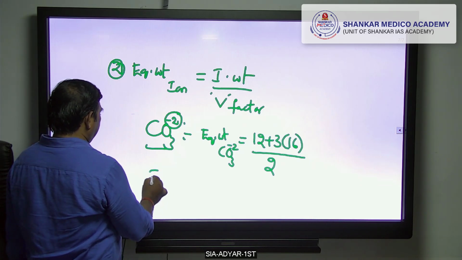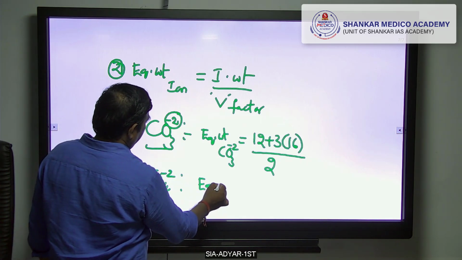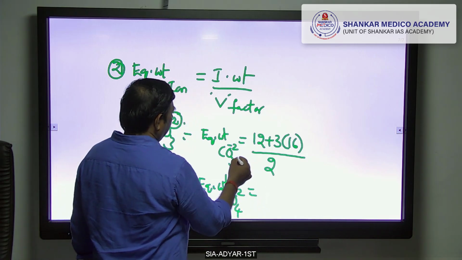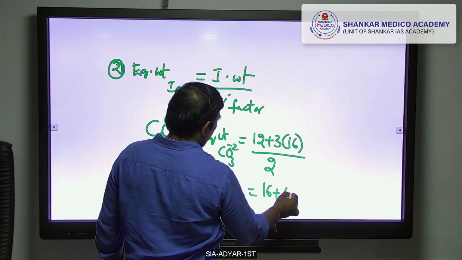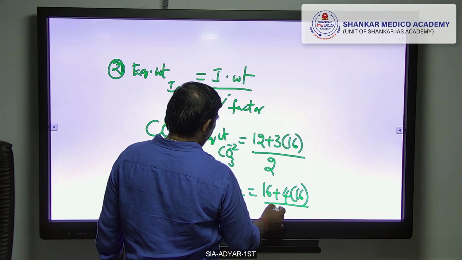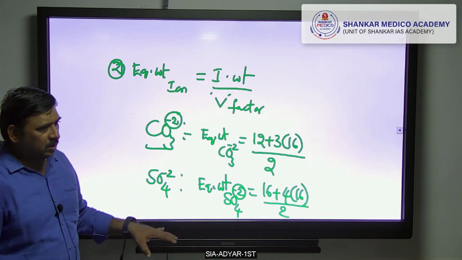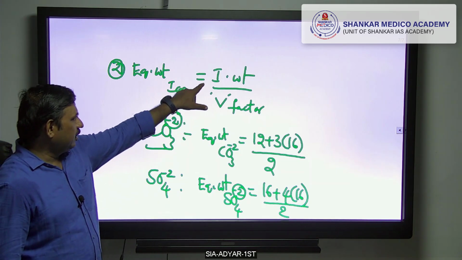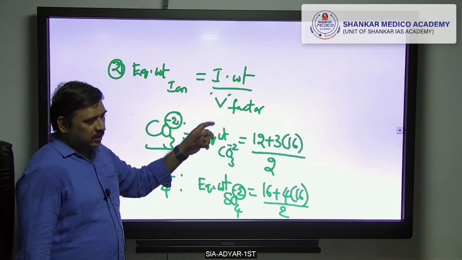Similarly, take the sulfate ion. How can we calculate that? Equivalent weight of sulfate ion is equal to the ionic weight of sulfate ion: sulfur atomic weight 16, 4 oxygens, 4 into 16, upon the n factor, which is 2. So like that, for ions, how to calculate the equivalent weight? You have to remember this formula: given ionic weight upon valency factor.